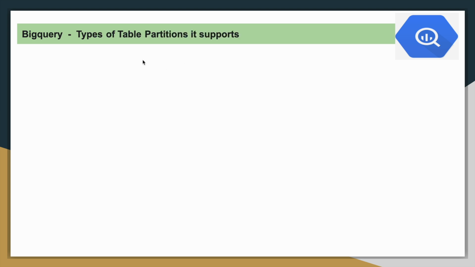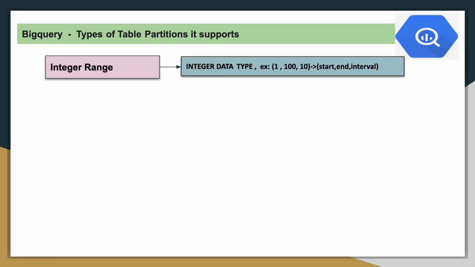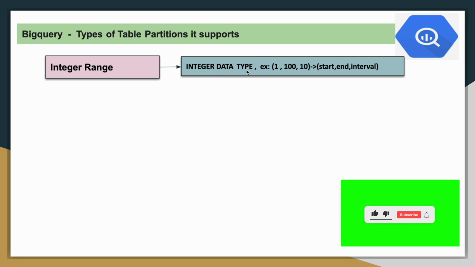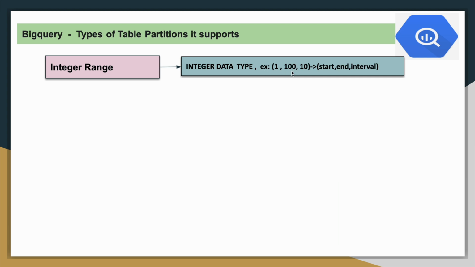Now we will see the types of table partitioning BigQuery supports. The first one is integer range partitioning. In this case you need an integer data type column in your table, and you apply partitioning on top of it. For example, say you have an integer range from 1 to 100 and you want to divide the table into 10 equal partitions. With an interval of 10, 100 divided by 10, you get 10 equal partitions.